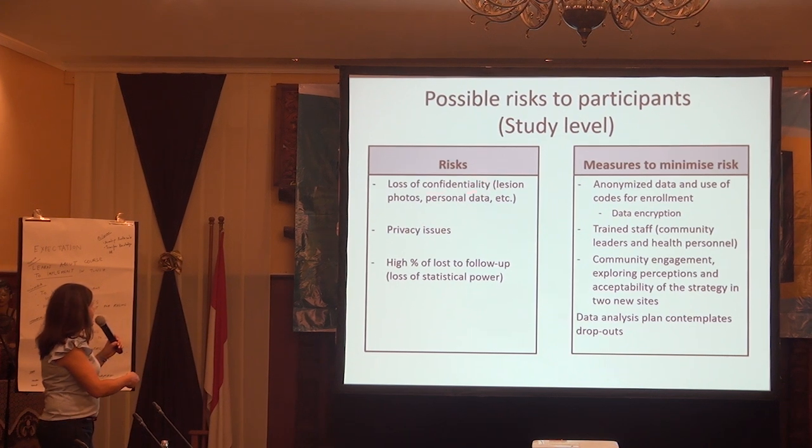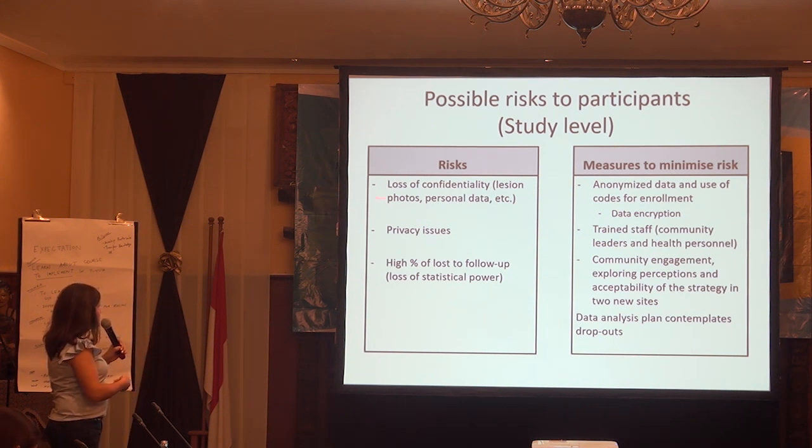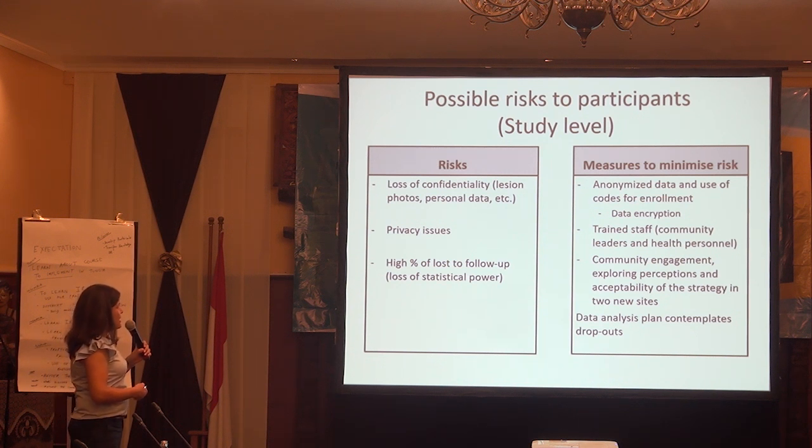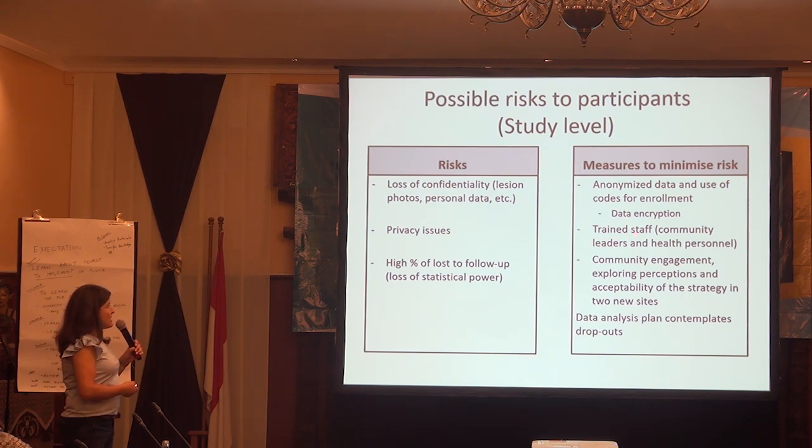Confidentiality issues are related to the fact that we are going to collect information from patients, so we have to consider them. To minimize the risk, we are planning to anonymize the data and use codes for enrollment of patients, and our apps also consider encryption of the data to protect the information. We may also have some privacy issues with the information, so as a measure to minimize risk, we are going to train staff, which is community leaders and health personnel, to understand the importance of how to manage patient information to preserve privacy.